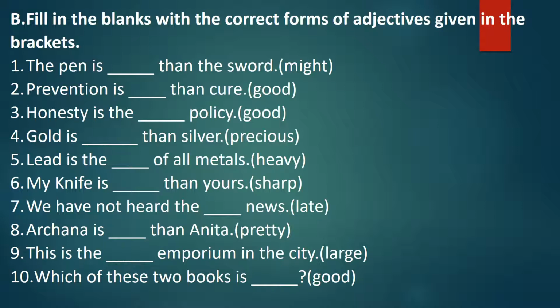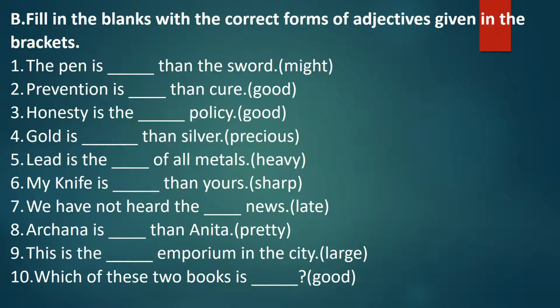In the first sentence, the pen is dash the sword, and the adjective given is might. We are comparing two things, the pen and the sword. So what will come? The comparative degree of might. So the comparative degree of might is mightier. The pen is mightier than the sword. So mightier is the answer.